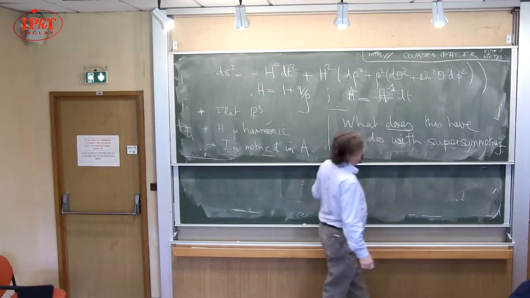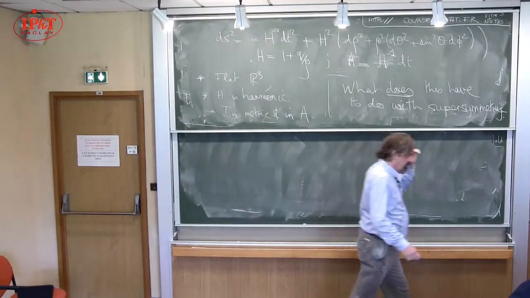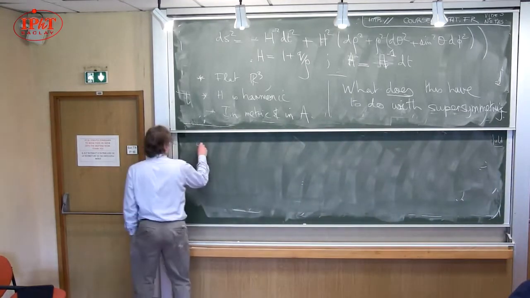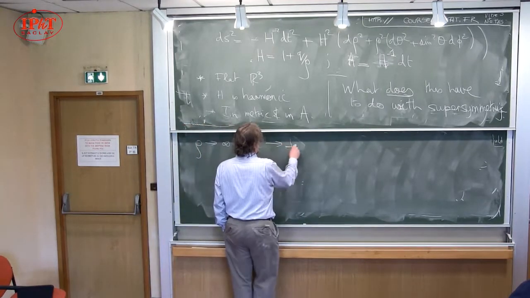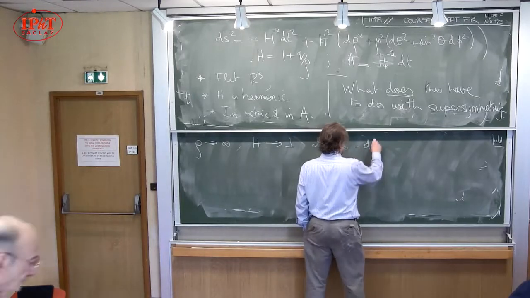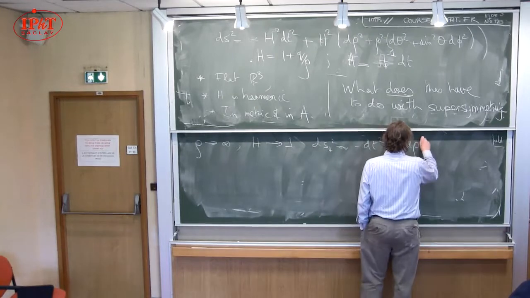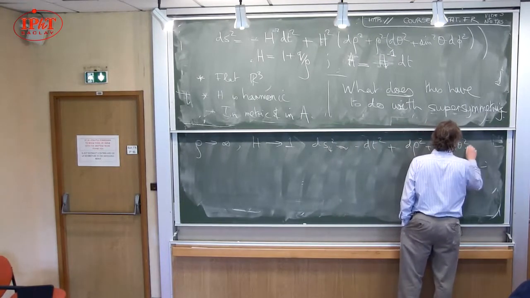Except I'm going to analyze the supersymmetry aspect of this. But before I do that, I want to point out another very important feature. First of all, as rho goes to infinity, h goes to 1, and the metric goes, of course, to flat space, as it ought. We're thinking about this as a localized lump in flat space.